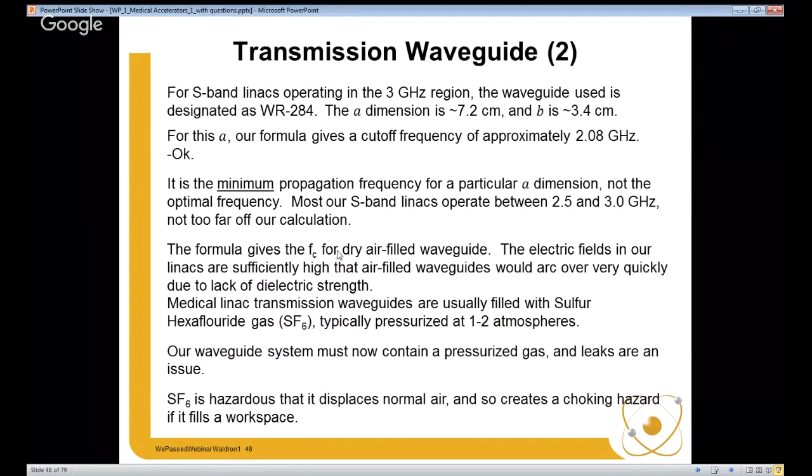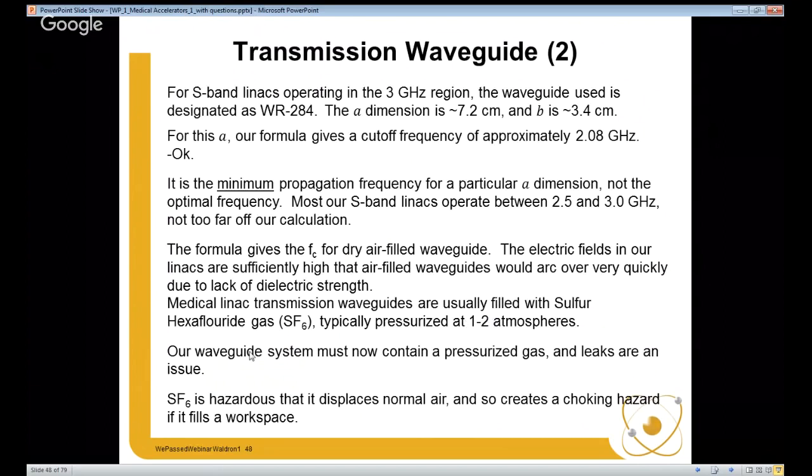Furthermore, this formula gives the cutoff frequency for a dry air-filled waveguide. If our waveguides were filled with air, they would arc over very rapidly. Air simply doesn't have enough dielectric strength to withstand the strength of the electric fields we're putting through there. Most medical LINACS have waveguides pressurized with sulfur hexafluoride gas, typically at about 2 atmospheres.